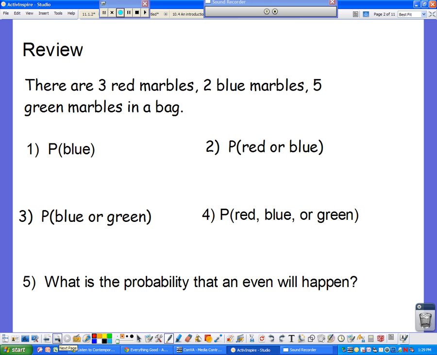There are 3 red marbles, 2 blue marbles, and 5 green marbles in a bag. So first of all, anytime we're finding probability, it's always helpful to go ahead and find out how many marbles we got. How many marbles do we have in the bag? 3 plus 2 is 5. 5 more makes it 10. So we've got 10 total marbles in the bag. So in question number 1, the probability that we pick out a blue marble, well, we have 2 blue marbles out of our total of 10. Simplify it, and we have 1/5.